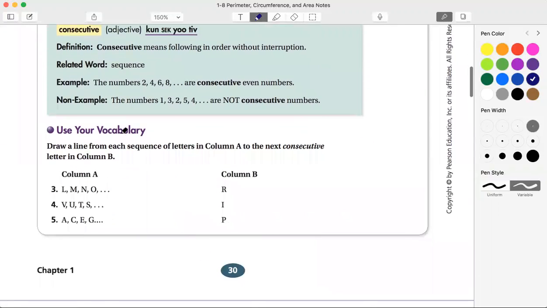All right, so draw a line from each sequence of letters in column A to the next consecutive letter in column B. So what letter comes after L, M, N, O, P? What letter comes after V, U, T, S, R? And then how about A, C, E, G, I?